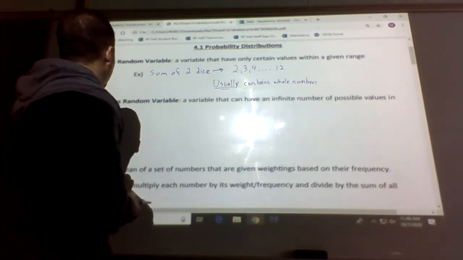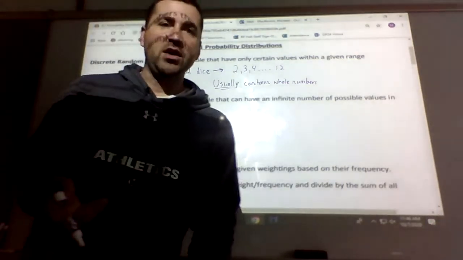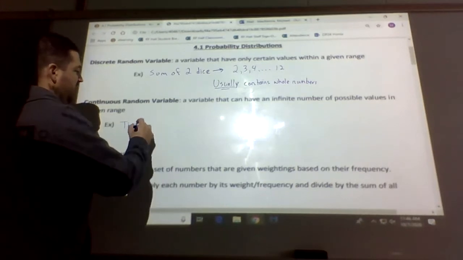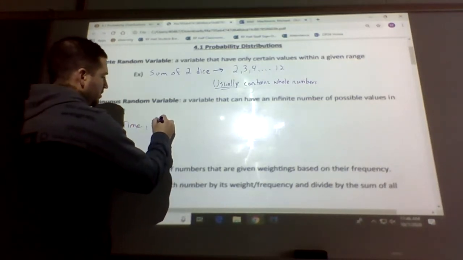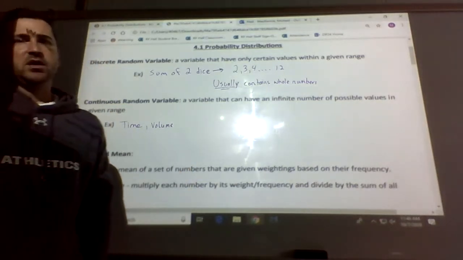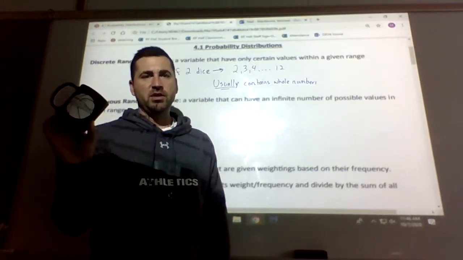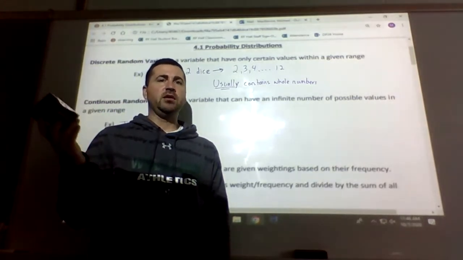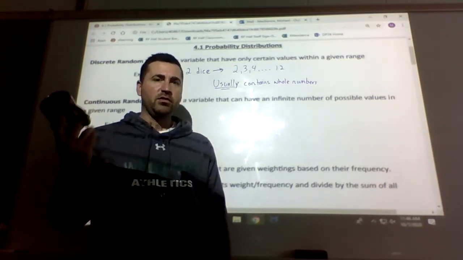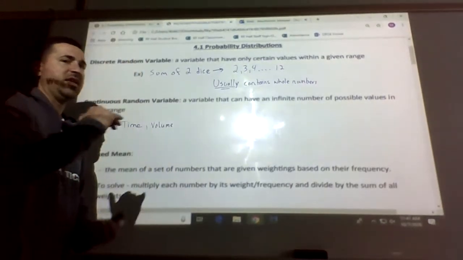Continuous random variables are ones that have an infinite number of solutions. I just went through time. Within a set, you have an infinite number of solutions. Volume, too: in this cup here, it might be 500 milliliters, but you could have 1.1 milliliters, 1.11, 2.33. You have so many different amounts within that value of 500.